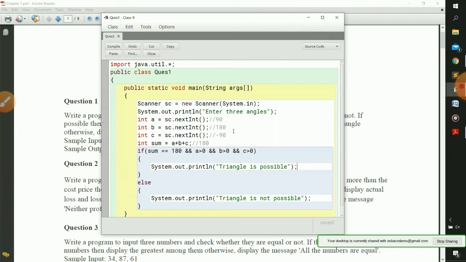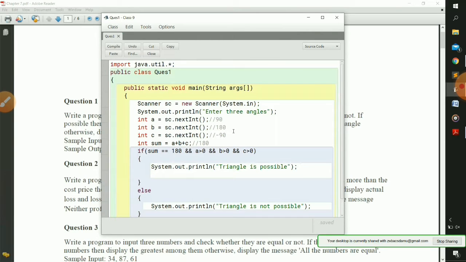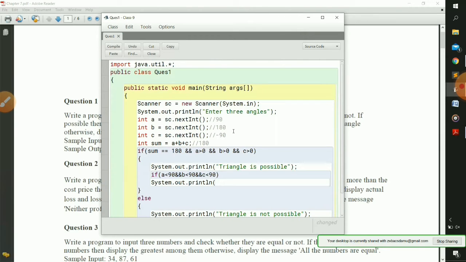Fine. Now in this one we need to check for the acute one, for the right angle one, and for the obtuse one. As I told you, an acute angle triangle is one whose all the angles are less than 90 degrees. So if condition, again we are checking it out. So if a is less than 90 and b is less than 90 and c is less than 90, then we are having our acute angle triangle with us.